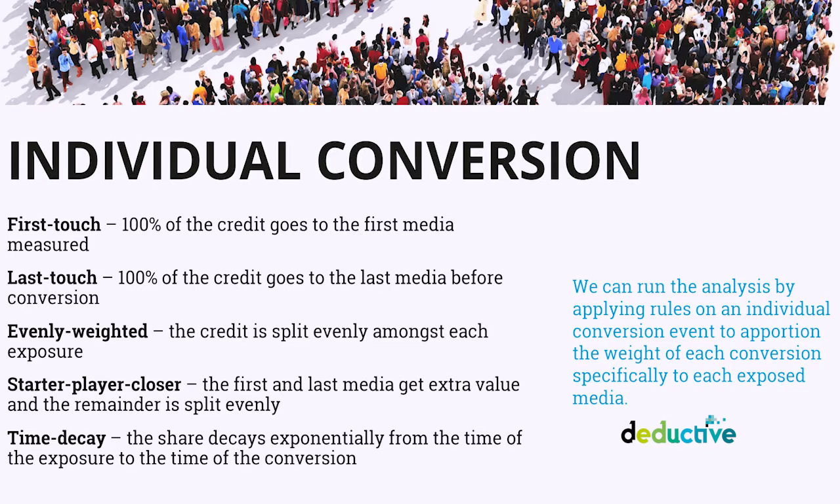There are multiple different ways you can do it. You've got first touch attribution, where you give all of the credit to the first person who exposed the consumer. Last touch, where you give all the credit to the last person. Time decay, where the more recently you expose the person, the more credit you get. There are always different ways people have made up.